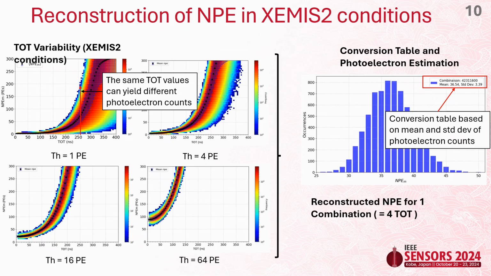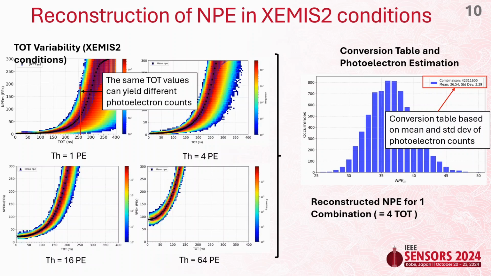So, as you can see here, perturbation under XEMIS 2 conditions can cause the same ToT value to correspond to different numbers of photoelectrons. So this can lead to inaccuracy in determining the true number of photoelectrons generated. To address this, multiple simulations are run, and for each set of ToT values, the mean and standard deviation are calculated. This statistical approach helps account for the variability introduced by the perturbation.